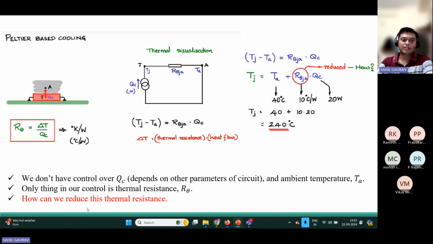So how can we reduce this thermal resistance? That is the question. If you reduce the thermal resistance, a greater amount of heat energy you are able to extract from the body. That is the main thing. The problem statement is how we can reduce the thermal resistance such that more heat energy can be extracted from the case or from the body.